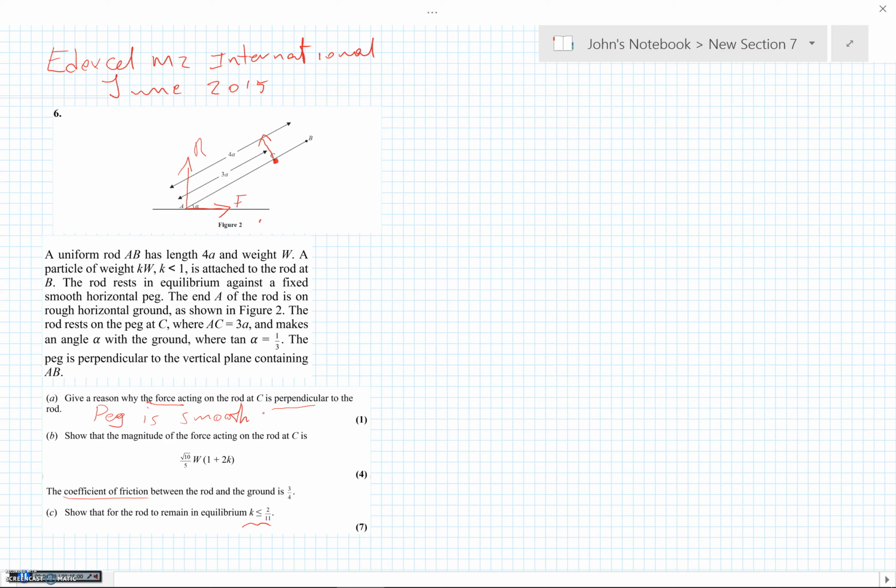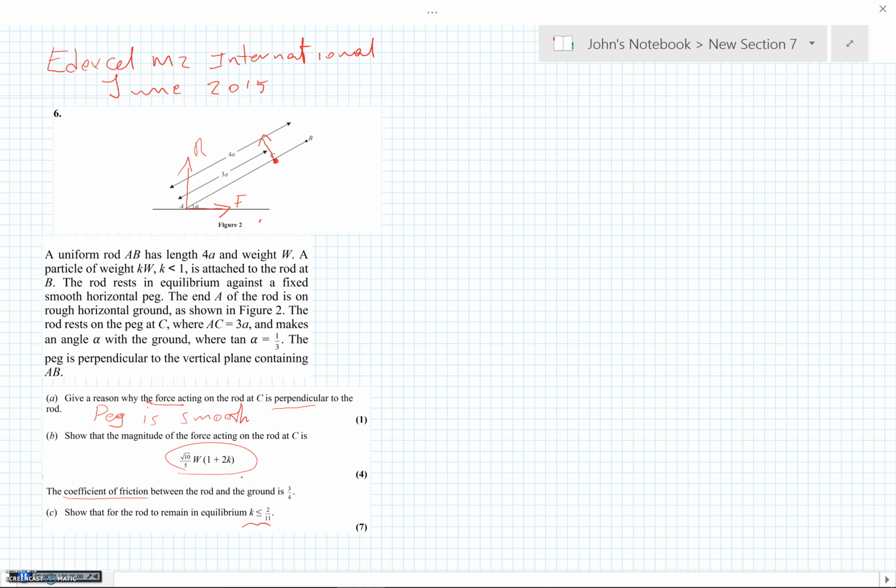It's in the wording. It talks about the force, so that means the force is perpendicular. If it is perpendicular, that means there cannot be any frictional component of the overall force acting at C. Okay, so the magnitude of the force acting on the rod is what we're asked to show now.